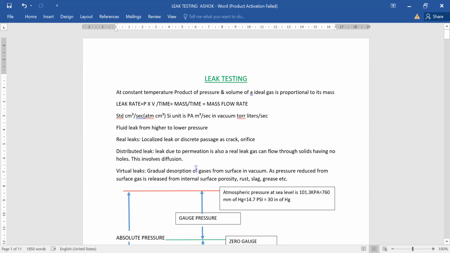Virtual leaks: gradual desorption of gases from the surface in a vacuum. The pressure reduced, and gas is released from internal surface, porosity, slags and grease and all these things.